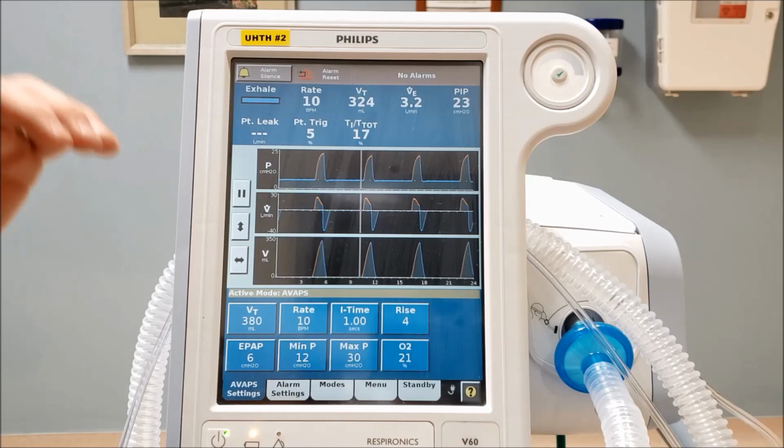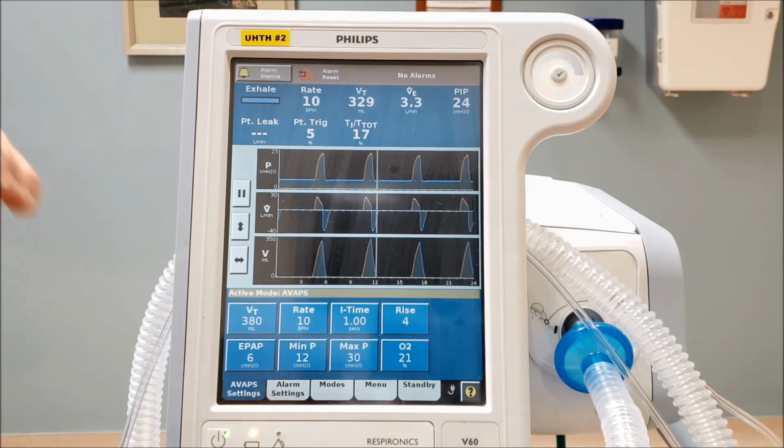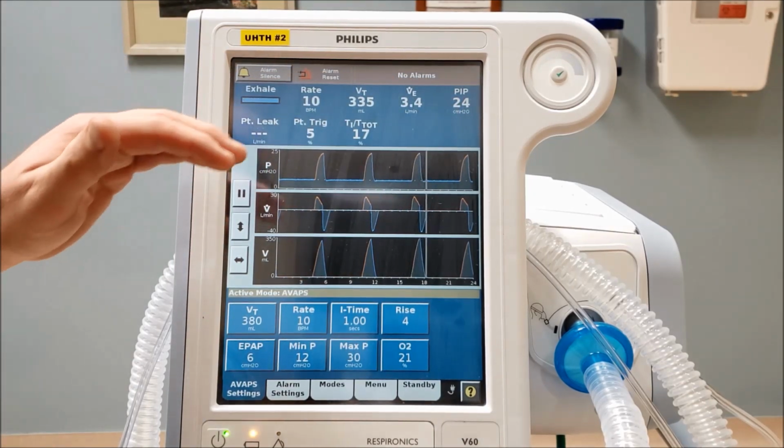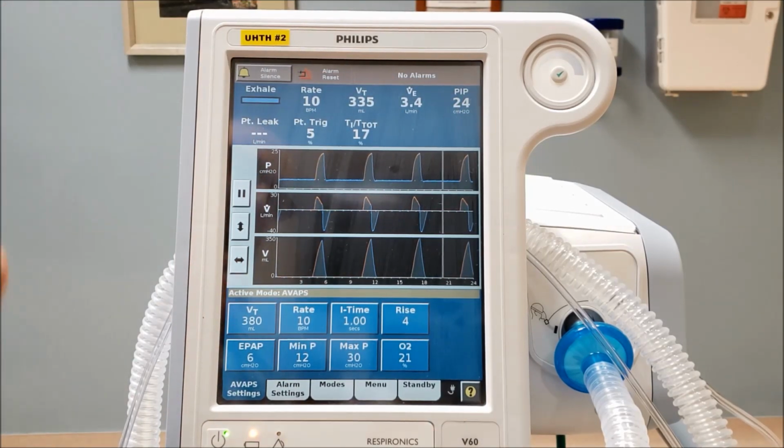And remember, it will not go up more than 2.5 centimeters of water pressure every minute. So you're going to see this slowly start to creep. So we'll speed it up.